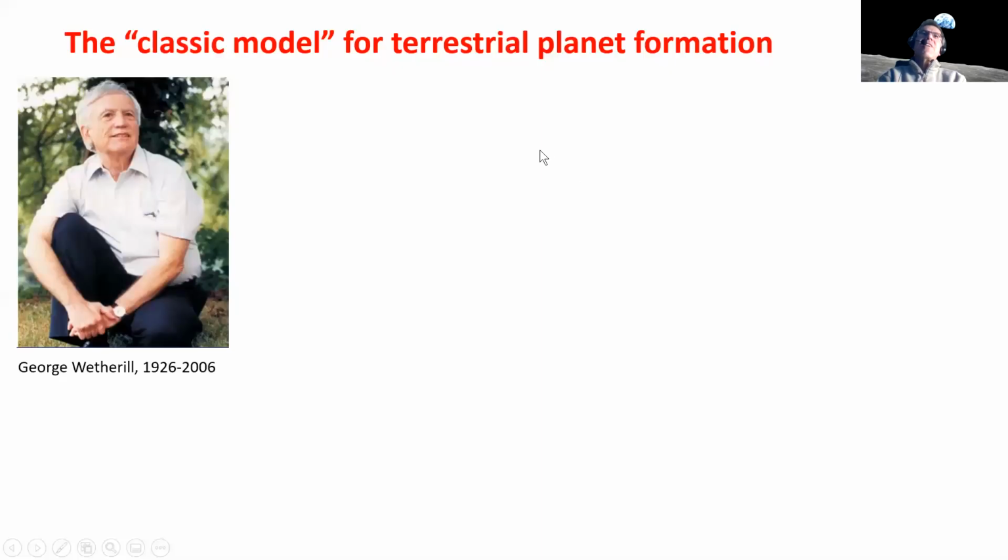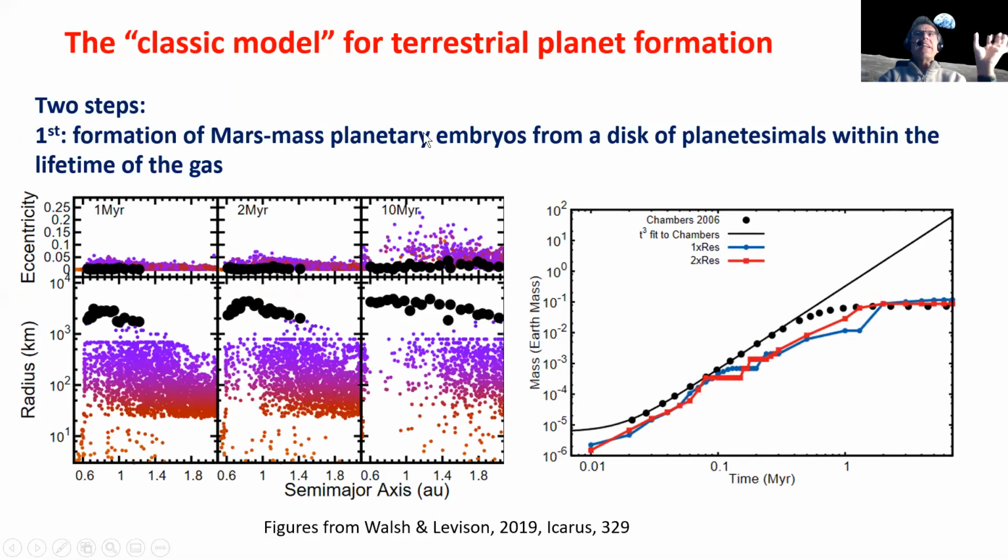The classic model was introduced by a scientist to whom I really wish to pay tribute, George Wetherill, who envisioned the formation of terrestrial planets happening in 2 steps. First, within the lifetime of the gas in the disk, the disk of planetesimals, by mutual collisions, forms protoplanets, planetary embryos of about the mass of Mars. And this process works. You don't need any pebble accretion, just mutual collisions doing it.